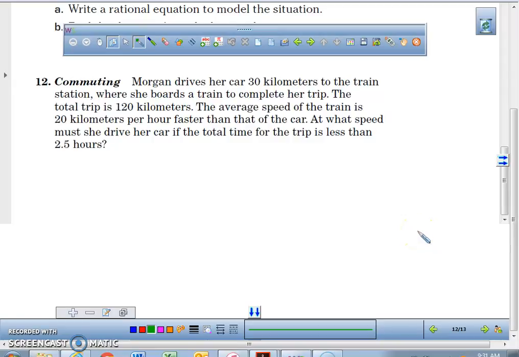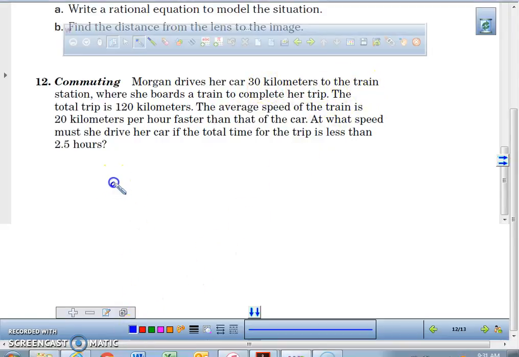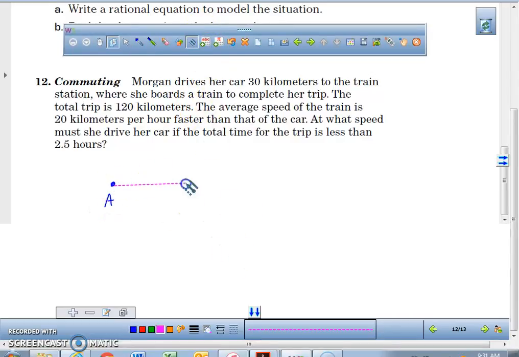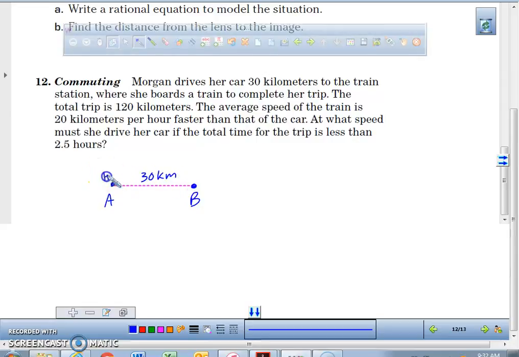And we actually have a rational equation in this word problem, even though you can't see it. I need you to understand Morgan is going to drive her car 30 kilometers to the train station. So let's say she starts right here. We'll call that point A. And then she travels to the train station. That is how far away? 30 kilometers. I'm going to say this is your home. This is the train station.